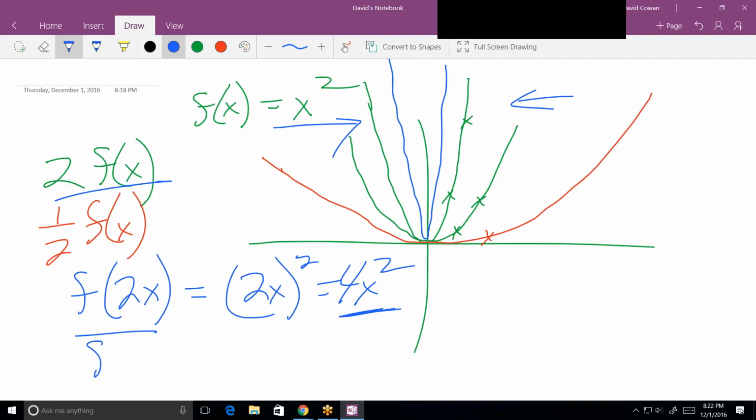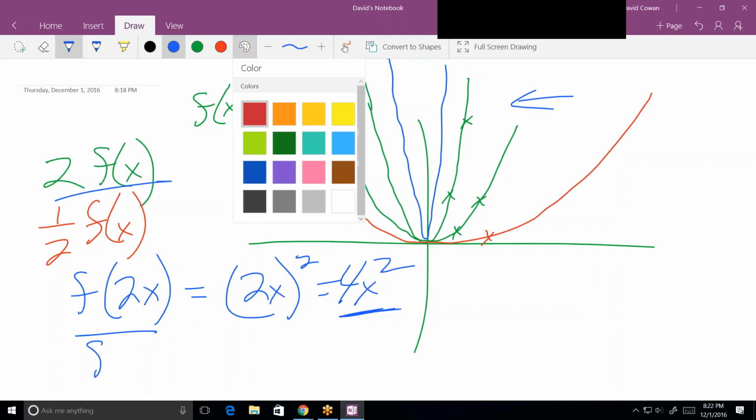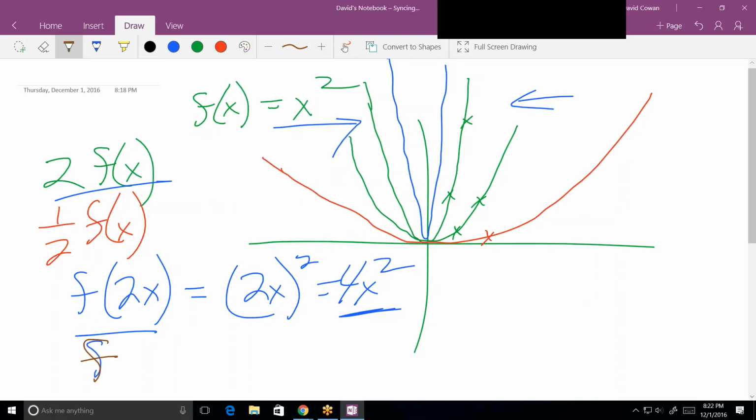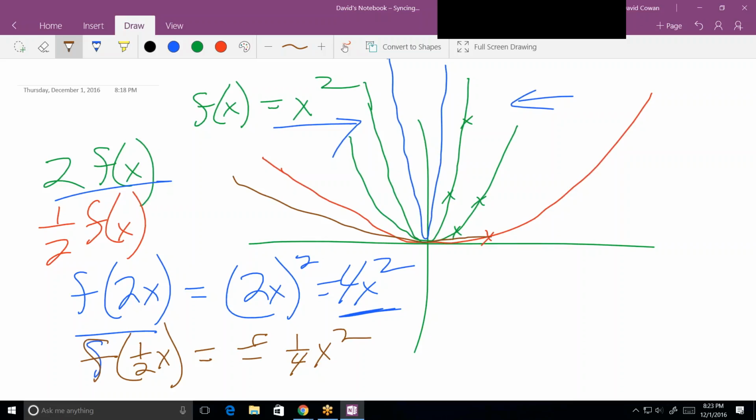So if I had, let me use, I ran out of colors, didn't I? Here, let's see if I can find a better color. Let's use brown. If I had f of 1/2 x, that is a stretch because it's between 0 and 1. And if I plug it into this, that means really saying 1/4 x squared is what that is going to equal. And 1/4 x squared is like that. Notice that we have horizontally stretched it. I've pulled it. If this was made of string, it's as if I pulled the string in that direction. That's a horizontal stretch.